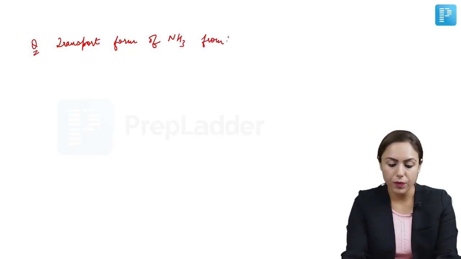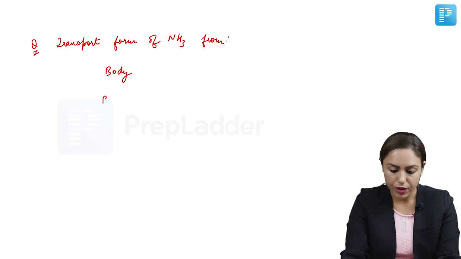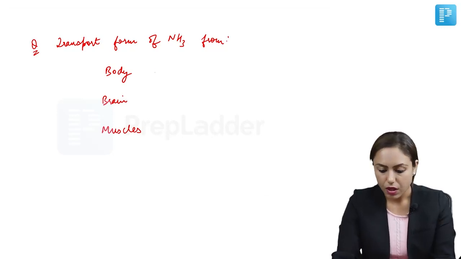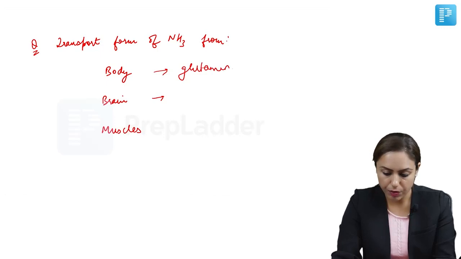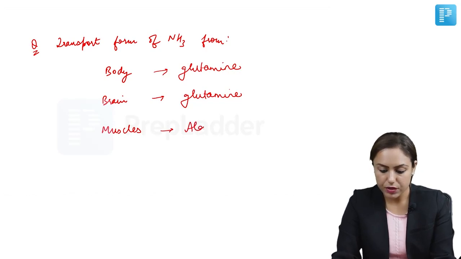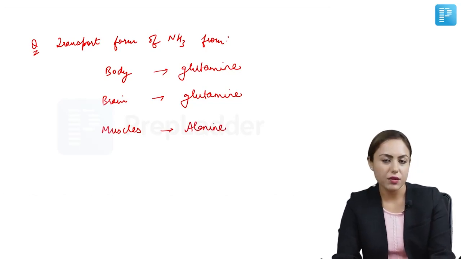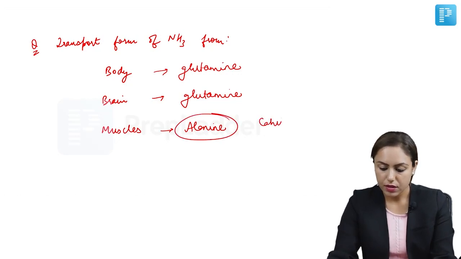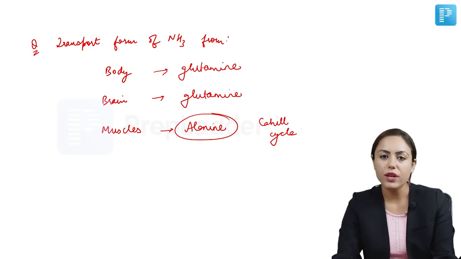Then a question is asked: what is the transport form of ammonia from the body, from the brain, and from muscles? These questions are asked. From body and from brain, it is glutamine, right? And from muscles, it is alanine. Okay. So alanine is involved in the Cahill cycle. Let's do the Cahill cycle on the next slide.